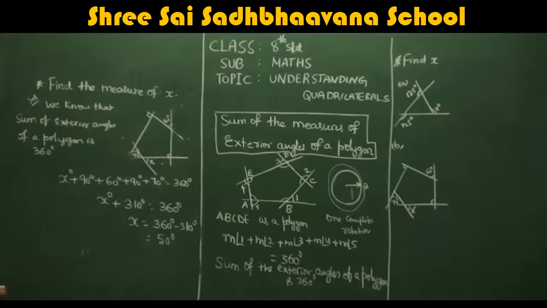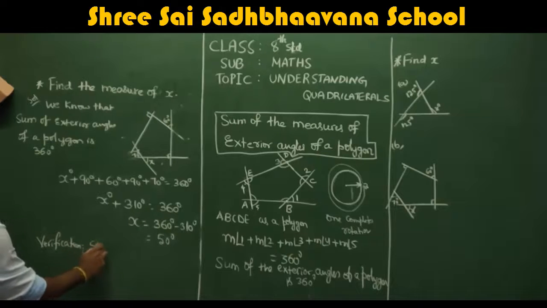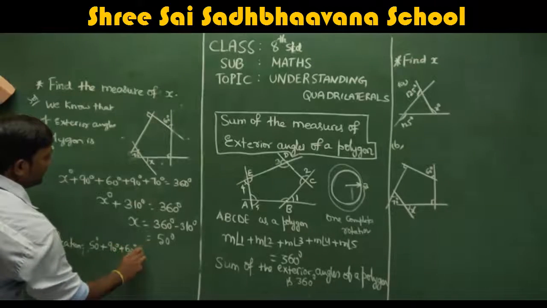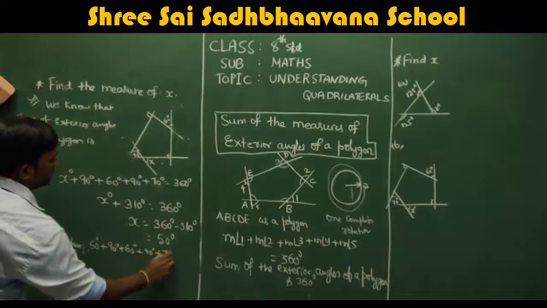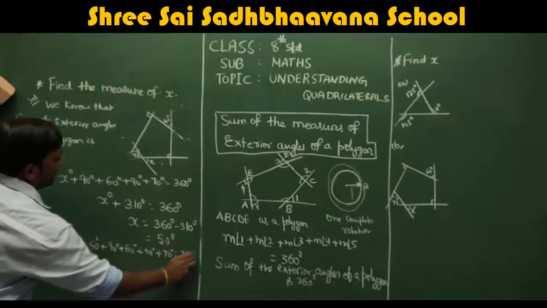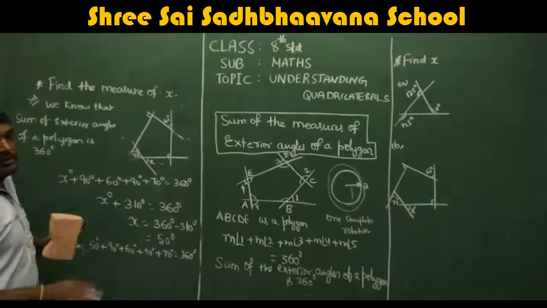So your value of x is how much? 50 degrees. Okay, that's very simple. And you can even do verification by adding all the angles. So when you do verification, what do you get? 50 degrees plus 90 degrees plus 60 plus 90 plus 70. You just add and check. Definitely you will get 360. There is no doubt about it.